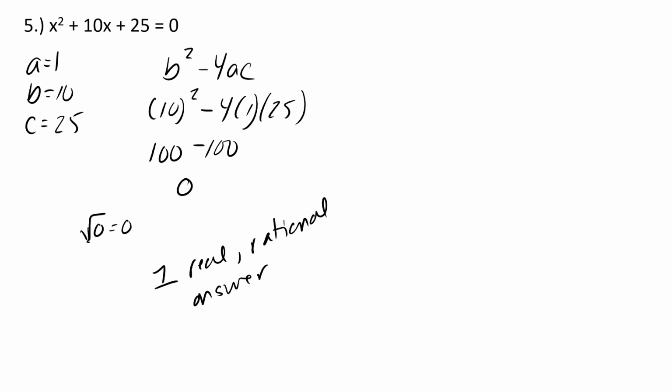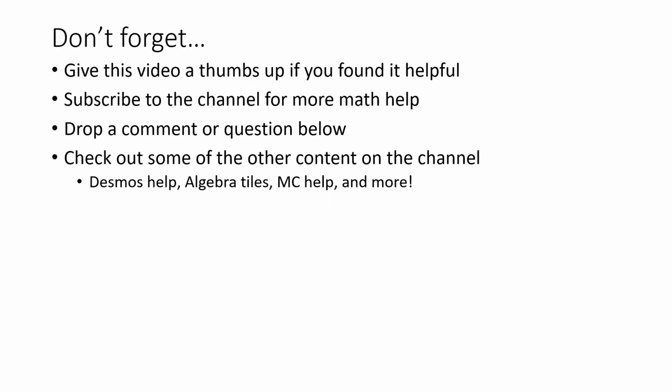So 1 real rational answer that does indeed turn up twice in the calculation. File that away in the back of your brain, because when you get to a study of graphs, the fact that that came up twice, so you got the same answer 2 times, once with the plus and once with the minus, will be relevant later on. Okay, so that's it for that practice.